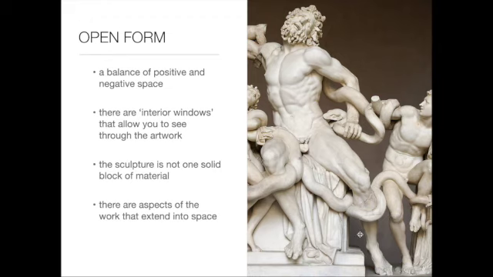So the idea of openness is also that there are windows that allow you to see past the form as well. Often we think of sculptures being created out of some material like clay or marble, and there's a sense that it's not just one solid block. There are more delicate or intricate pieces. But most importantly, open forms tend to extend out into space. There's a reaching that happens.